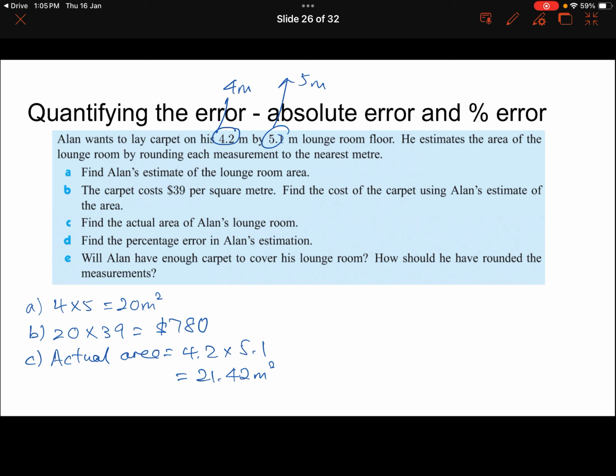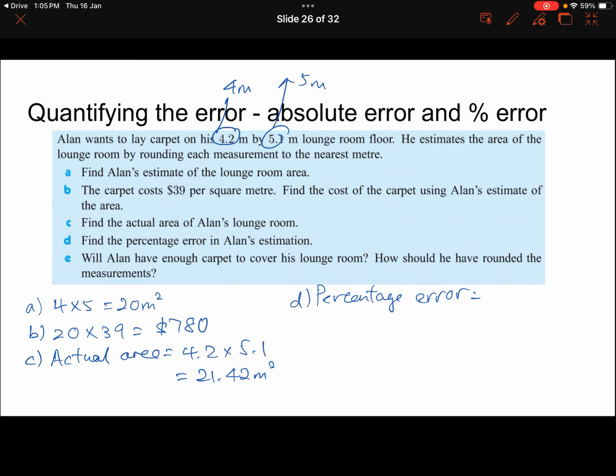But what we're going to be looking at in part D is not the absolute error. We're going to look at the percentage error. Okay, now percentage error, I hope you remember the formula as well, is to take the measured value minus the true value, and you divide that by the true value multiplied by 100, okay? So we're going to take, in this case, the absolute error first.